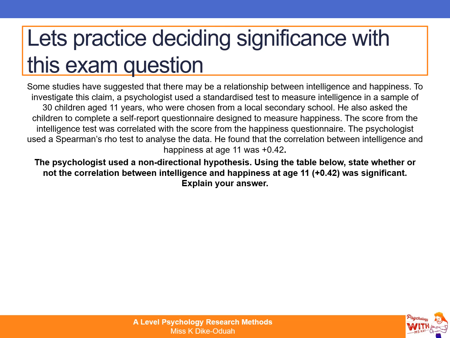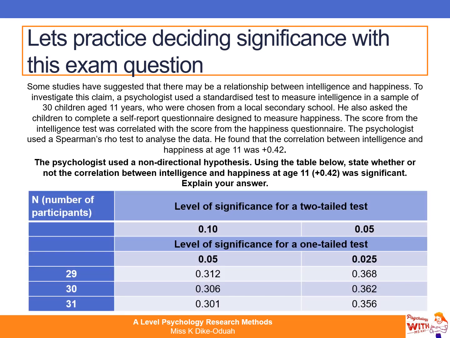So the plus there indicates that it's a positive correlation. The psychologist used a non-directional hypothesis. Using the table below, state whether or not the correlation between intelligence and happiness at age 11, and this is our calculated value, plus 0.42, was significant. Explain your answer. Now let's take our time with this. Let's work through it very, very slowly.